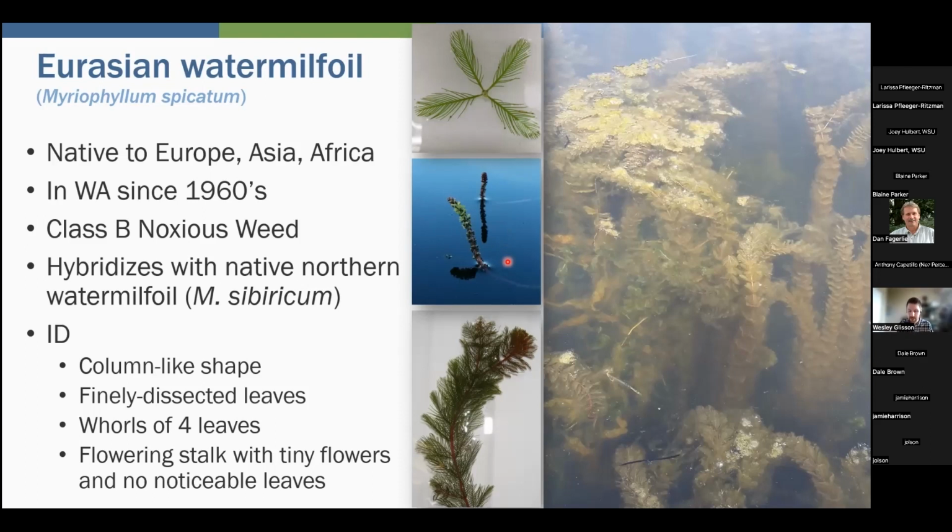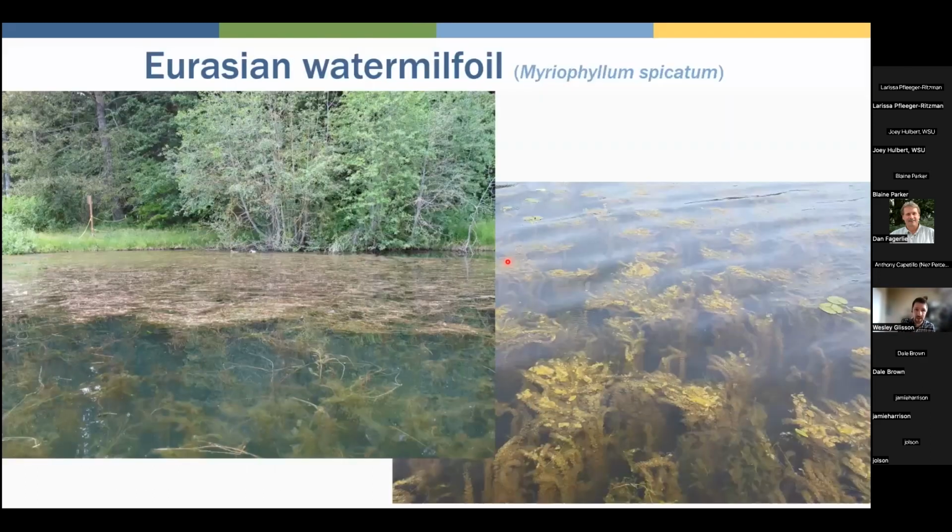One of the characteristics of Eurasian water milfoil, as demonstrated in these pictures, is its ability to grow up through the water column and then top out on the surface. This is what causes those issues with recreation. This also shades out our native plants, causes a lot of issues on our water bodies.